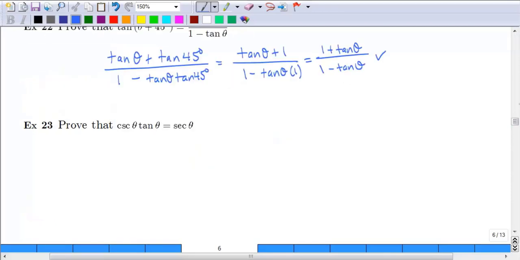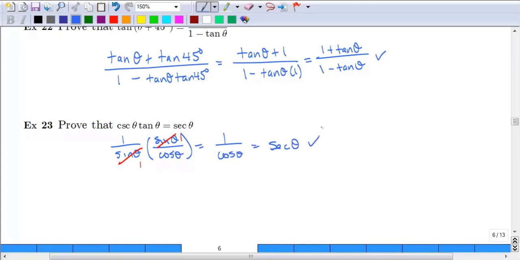This next one is kind of going back to those identities: cosecant theta times tan theta. Again, remembering the identity for cosecant. Cosecant is 1 over the sine of theta. Tangent is sine of theta over the cosine of theta. Again, we can simplify, sine divided by sine is 1, and we're left with 1 over cosine theta, which is secant theta. So this is just kind of a recall of our lesson from 13.1.